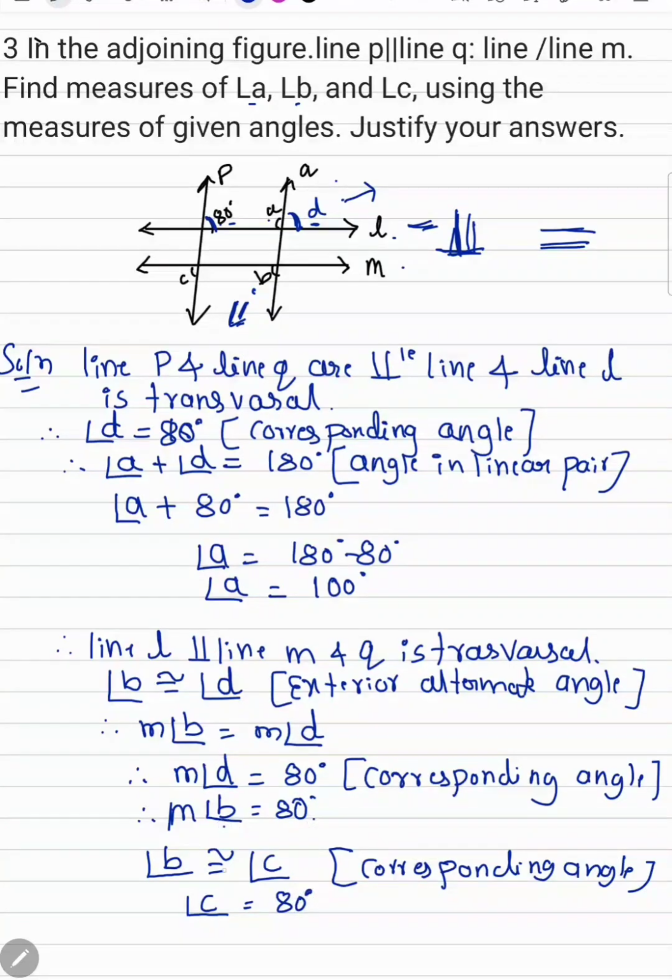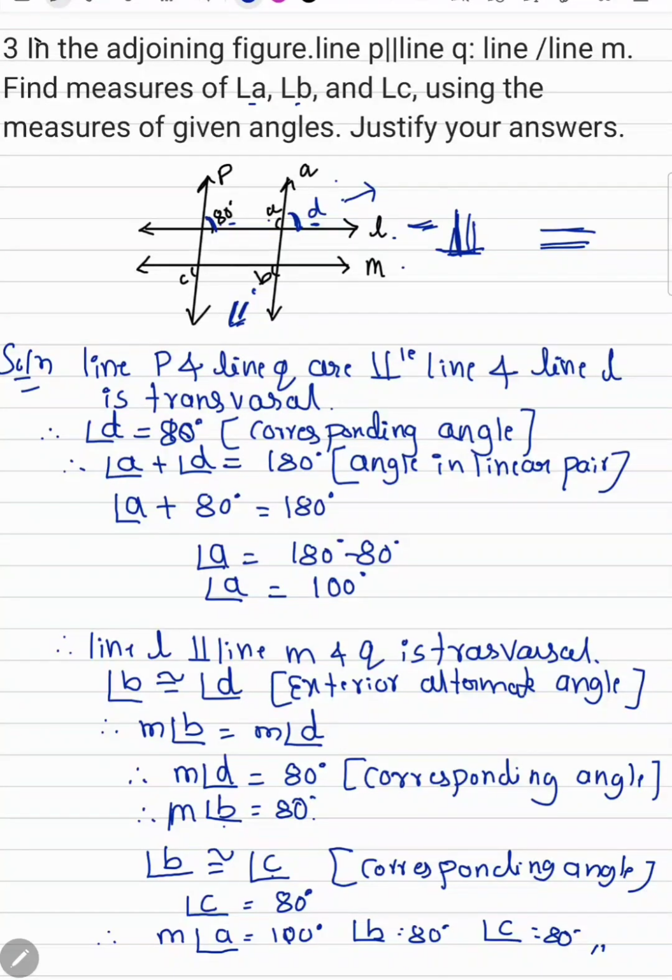Angle of B is how much? It is 80 degrees. Angle of C is also 80 degrees. Therefore, we measure the angle of A. It is 100 degrees, and B is 80 degrees and C is also 80 degrees.